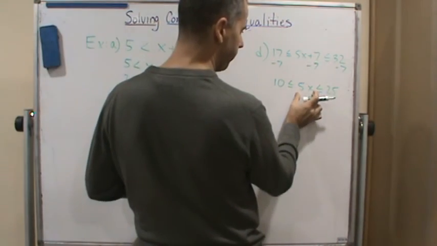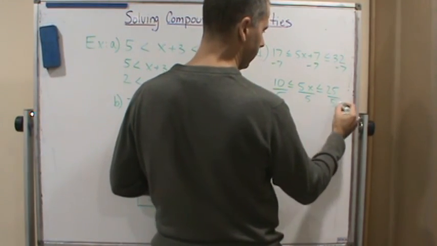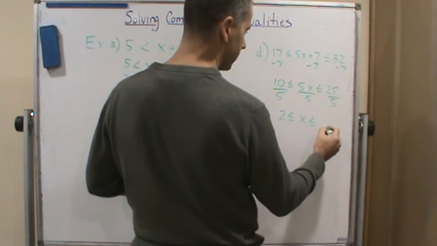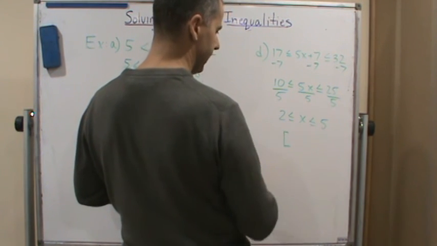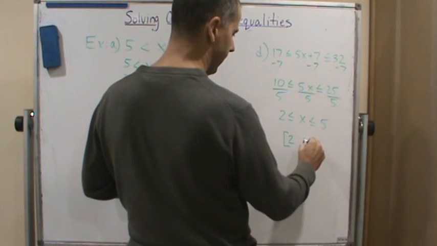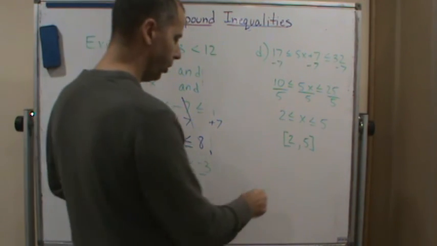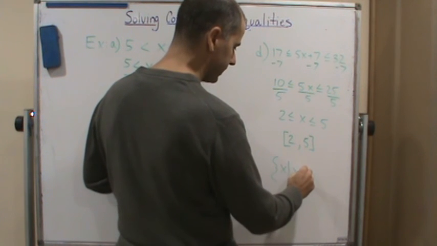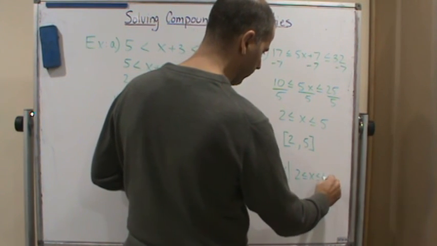And now I'm going to divide the middle by 5, which means I'm going to have to divide everything by 5. And so this gives me 2 is less than or equal to x, which is less than or equal to 5. And so what happens? My solution set is going to go from 2 to 5 with brackets, because I can include the endpoints. Or again, if I do set builder notation, I can do the set of all x such that x is greater than or equal to 2 and less than or equal to 5.